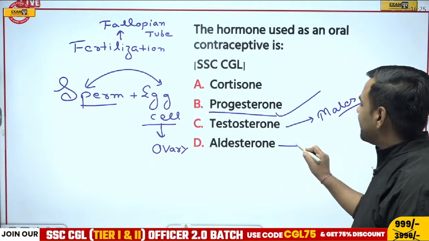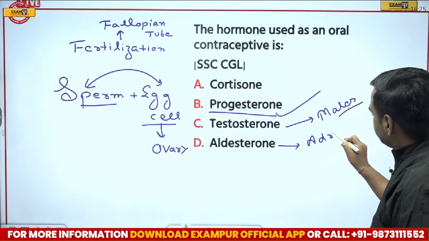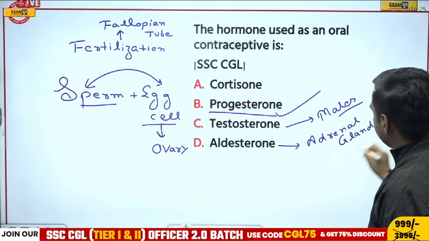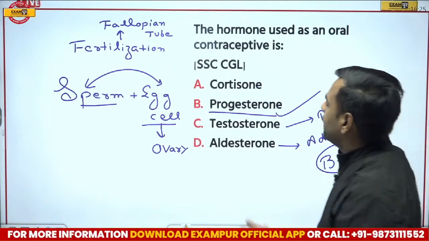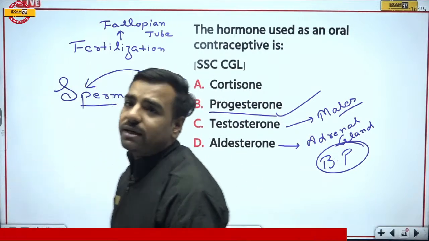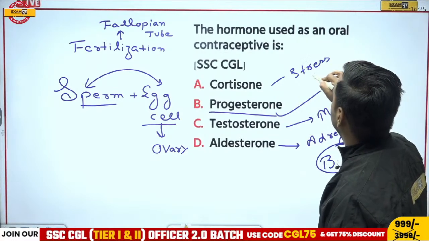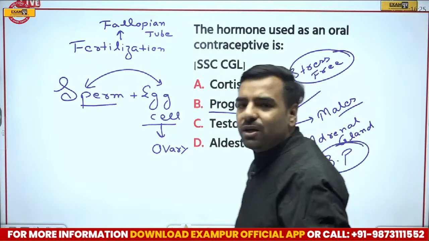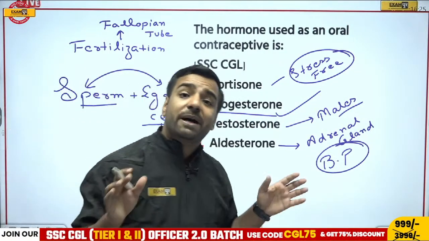If I talk about aldosterone, it is present where? It is from the adrenal gland, and it helps in maintaining the blood pressure. If I talk about cortisone, what's that? This cortisone is actually going to make you stress-free. So in order to remain stress-free, this hormone plays a significant role. Whatever issues are there in your body, all those issues can be resolved by hormones.